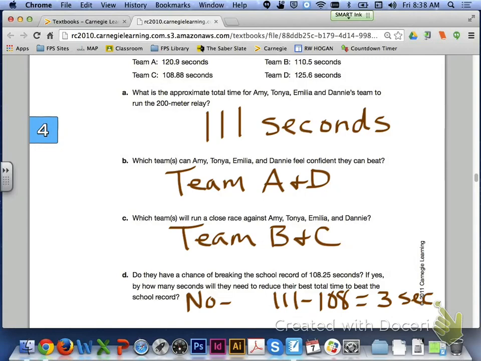And if you take a look at letter D, do they have a chance of breaking the school record of 108.25? Probably not. You can see from the estimate again that they had a combined total of 111 seconds. If the record is 108, they would have to shave off 3 seconds of their best time in order to beat the school record.